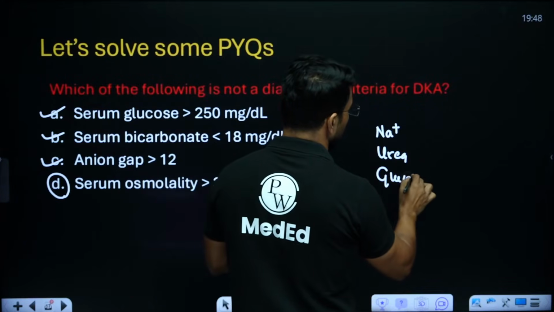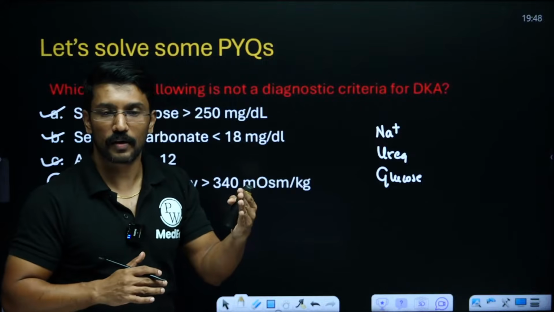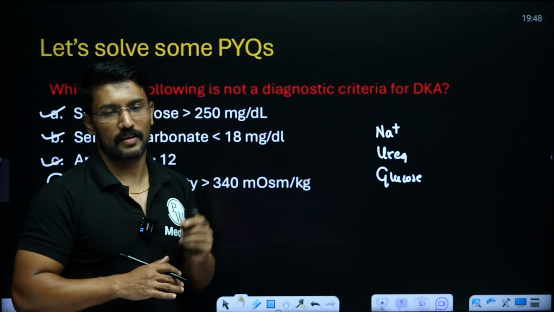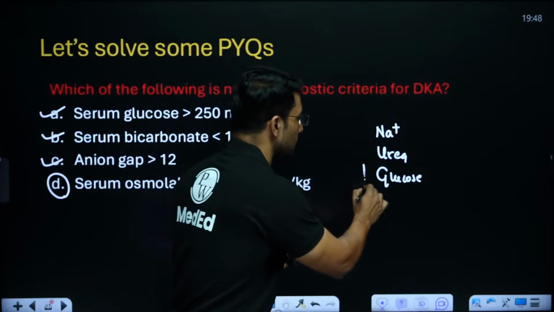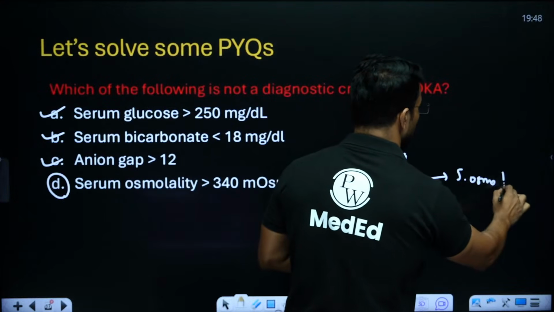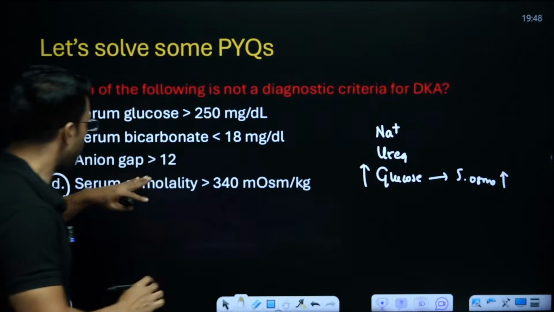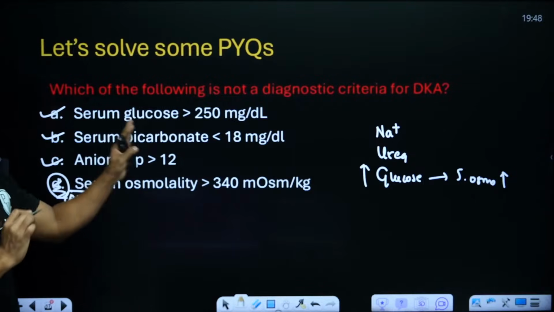So any one of them increase, the blood osmolality will increase. That's why HHS is called a hyperosmolar state, right? Hyperglycemic hyperosmolar state is called that because as glucose increases, the serum osmolality also increases. But increased serum osmolality is not part of the diagnostic criteria. Though it is seen, it is not part of the diagnostic criteria, so that becomes our answer.